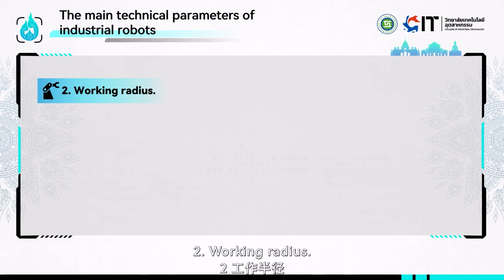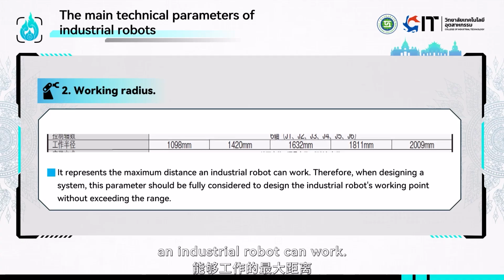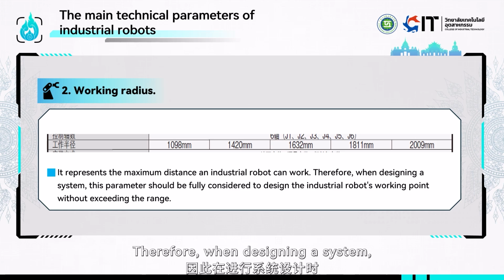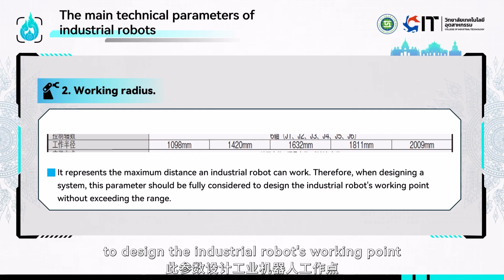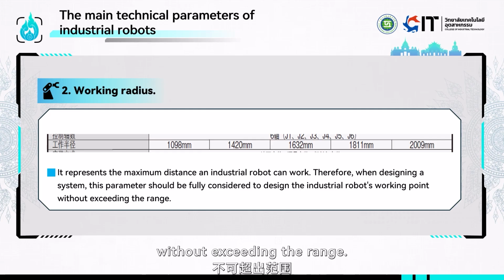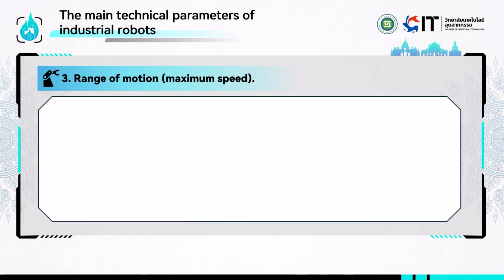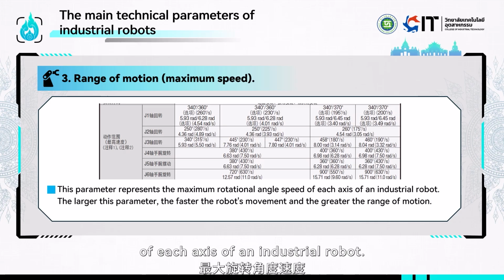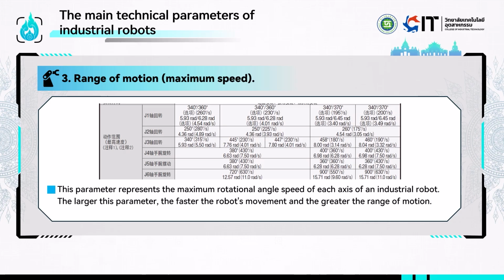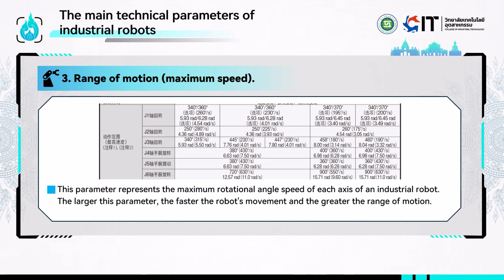2. Working radius. It represents the maximum distance an industrial robot can work. Therefore, when designing a system, this parameter should be fully considered to design the industrial robot's working point without exceeding the range. 3. Range of motion, maximum speed. This parameter represents the maximum rotational angle speed of each axis of an industrial robot. The larger this parameter, the faster the robot's movement and the greater the range of motion.